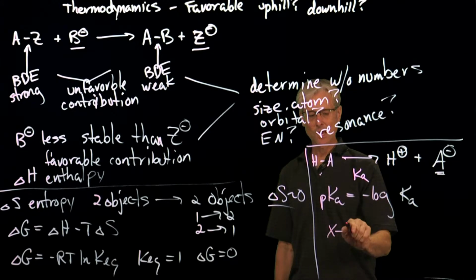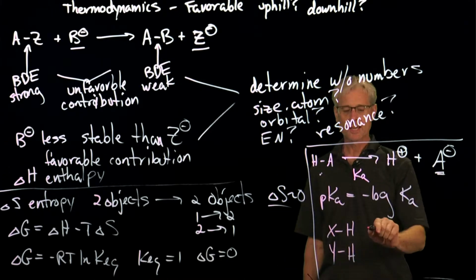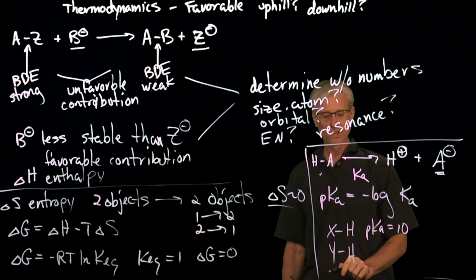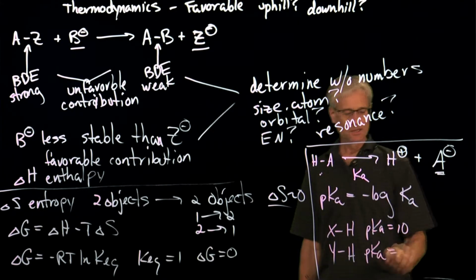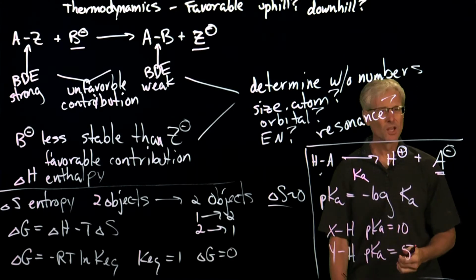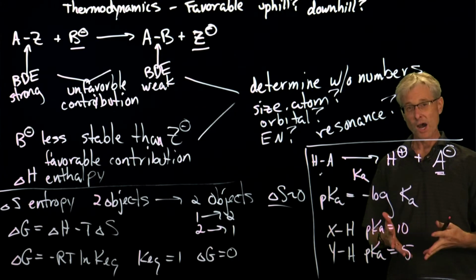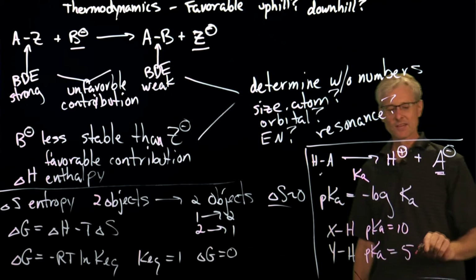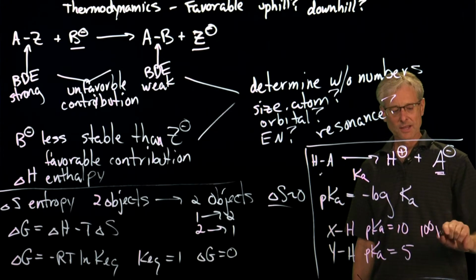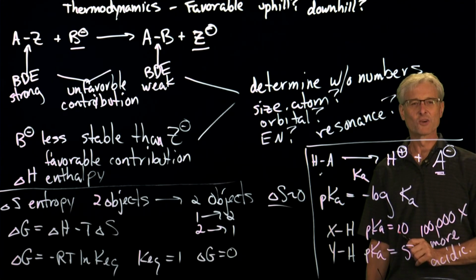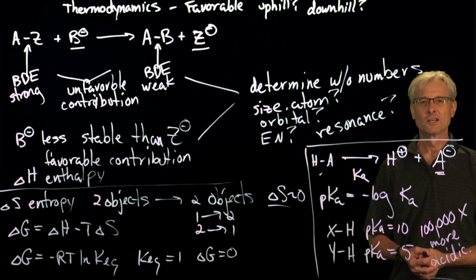And so let's compare two acids the way an organic chemist would. So if we had XH, maybe we would say the pKa is 10, and we have YH, and the pKa is maybe 5. So the question is, how much stronger an acid is YH versus XH? And the answer is not twice. The answer is 100,000 times more acidic. 10 to the 5th. That's a logarithmic scale. And that's what we have to remember about pKa.